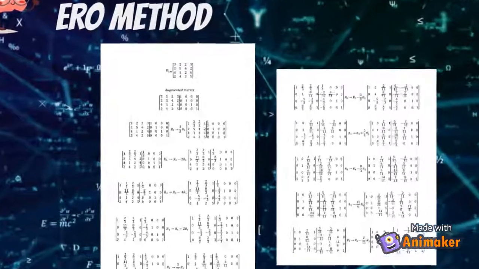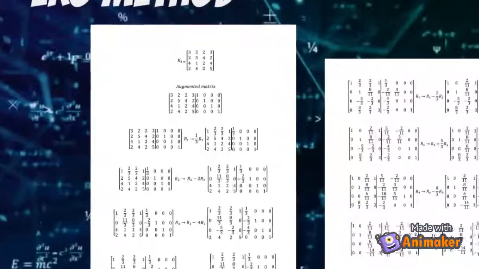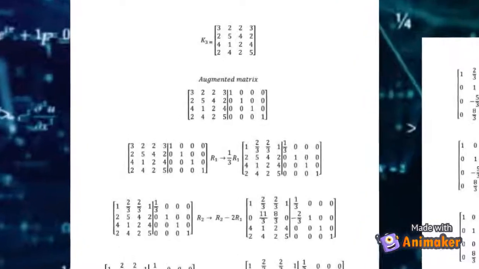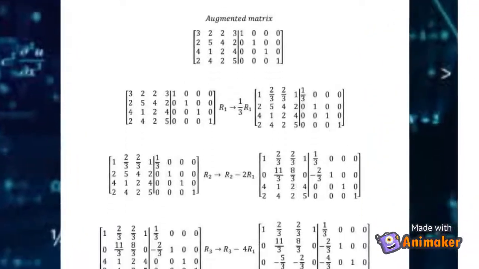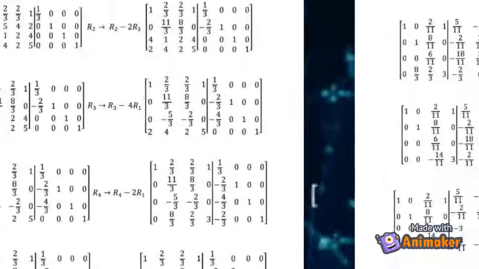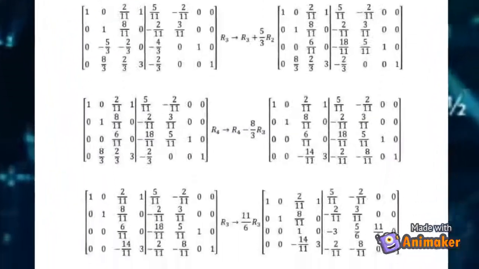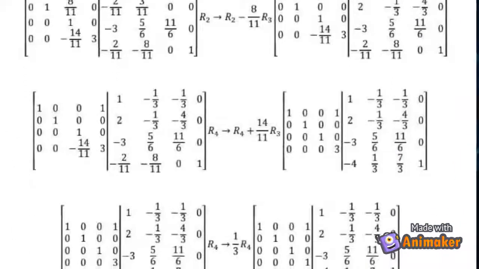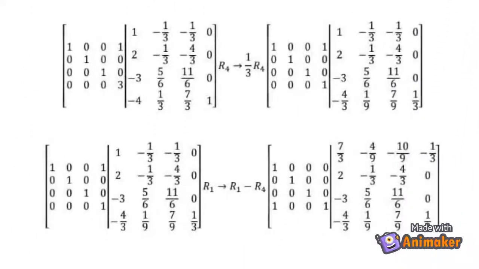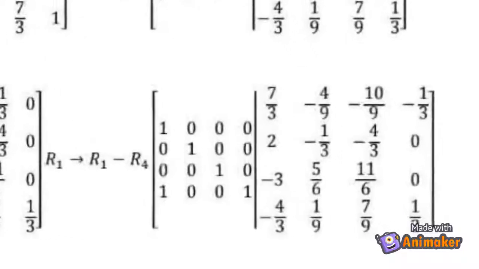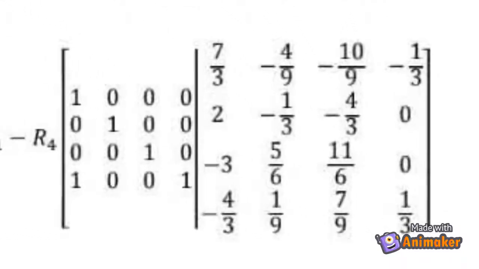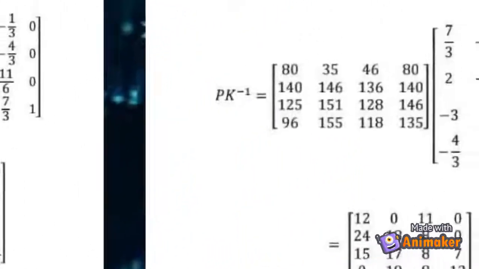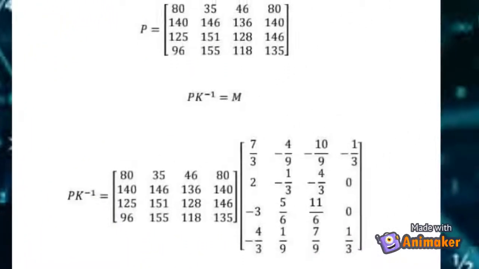Using the elementary row operation method, write the augmented matrix for matrix K, then multiply the first row with 1 over 3. Next, subtract row 2 with 2 times row 1. Then you must continue all the steps until you finally get the identity matrix on the left side and the inverse of matrix K on the right side. Using the inverse of the matrix K, you must multiply it with P to get matrix M.